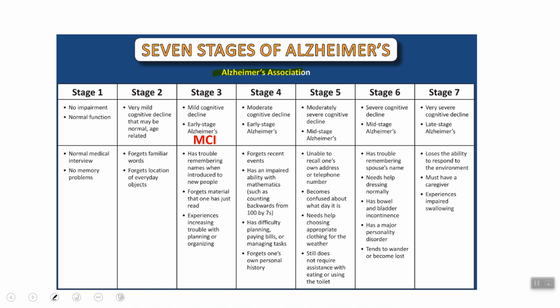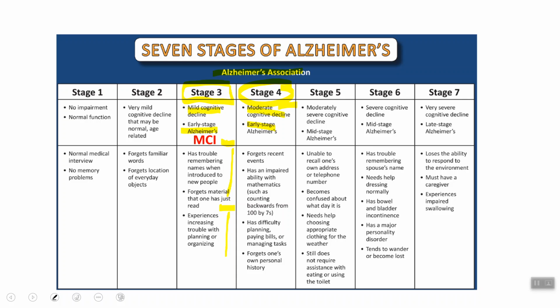This comes from the Alzheimer's Association, 7 stages of Alzheimer's disease. So if you haven't done anything to protect your brain, most people for sure are going to be in stage 3, and a lot of people are going to be in stage 4. So mild cognitive decline, which is what we call MCI, mild cognitive impairment. Has trouble remembering names when introduced to new people, forgets material that you've just learned, experiences increased problems with learning or organizing things. Now this right here, moderate, so this is mild, right? And this is moderate cognitive decline, early Alzheimer's disease.